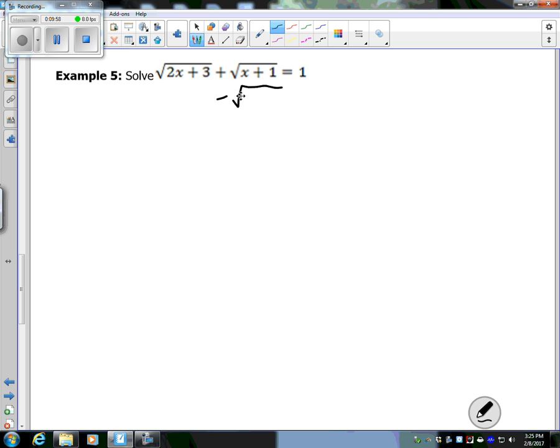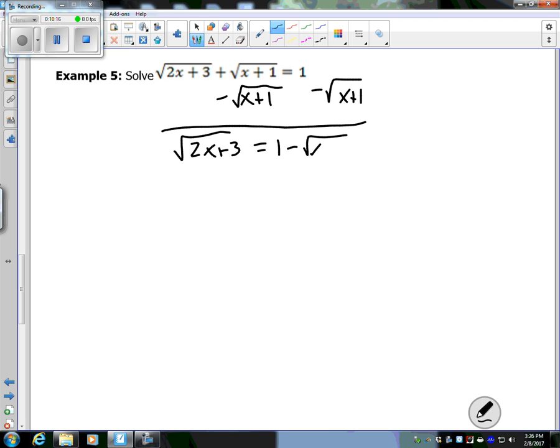So I'm going to subtract the square root of x plus 1, which is going to give me the square root of 2x plus 3 equals 1 minus the square root of x plus 1. Now we have it isolated on the left side. Don't care that it's not on the right, I'm just isolating one of the radicals. Square it, square it.